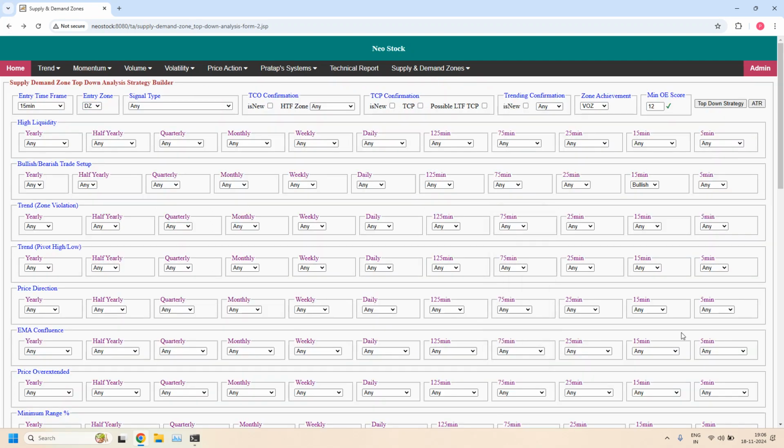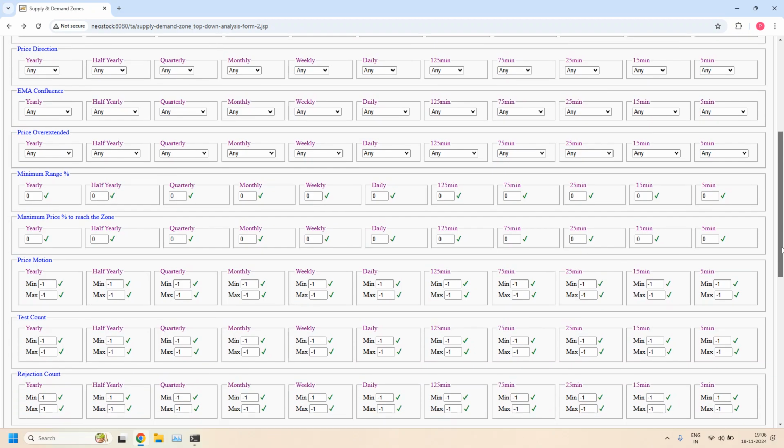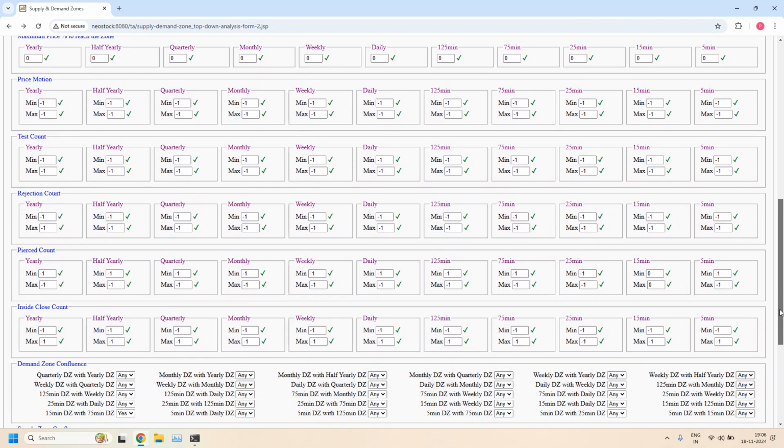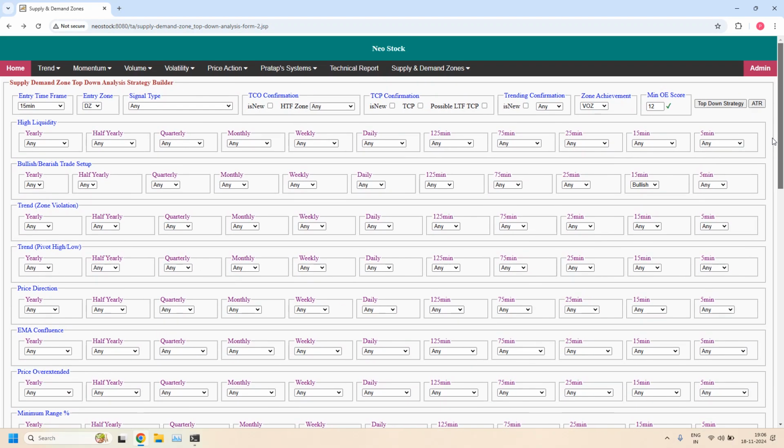Okay, next let us look for LTF, ITF, HTF demand zone confluence. Removing this EMA filter. So in the demand zone confluence, 3 filters. 15 minutes demand zone with 75 minutes demand zone confluence already enabled. Next 15 minutes demand zone with daily demand zone confluence. 75 minutes demand zone with daily demand zone confluence. That is LTF, ITF, HTF demand zone confluence.